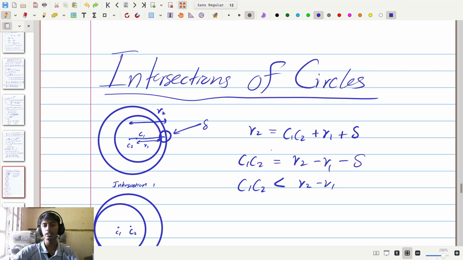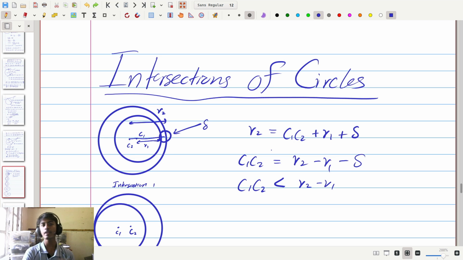Now, since we assume that r2 is the bigger circle's radius and r1 is the small circle's radius, this is some positive value, and c1c2 is of course some positive length. However, that was our assumption. We do not know whether the person doing this calculation would consider r2 to be the bigger radius and r1 to be the smaller radius.